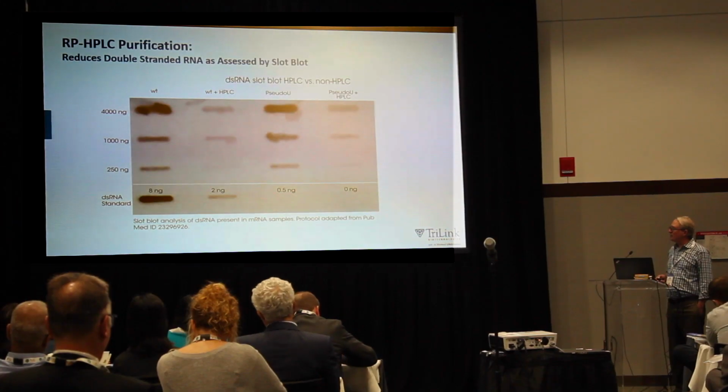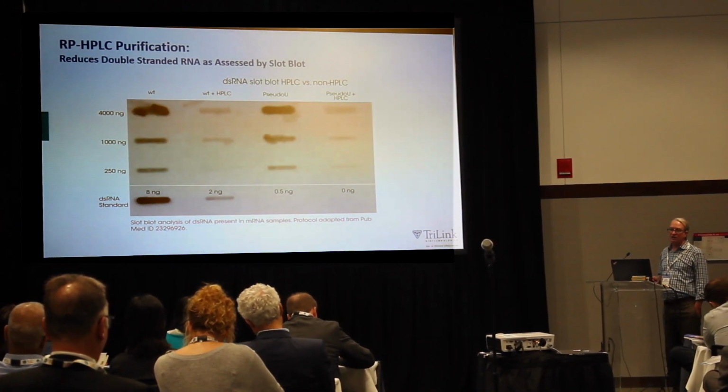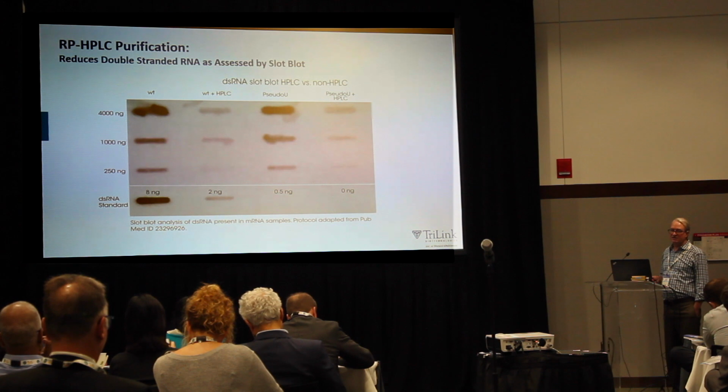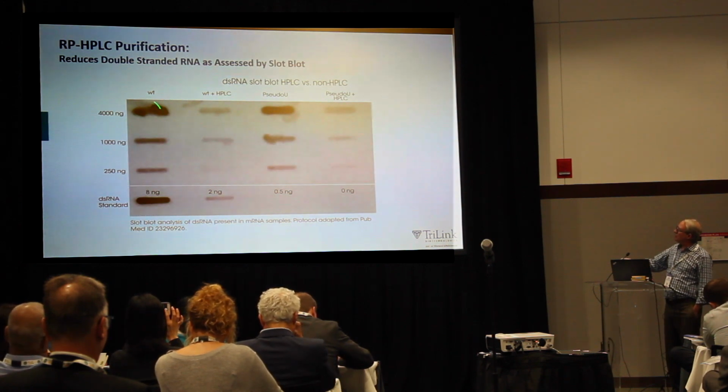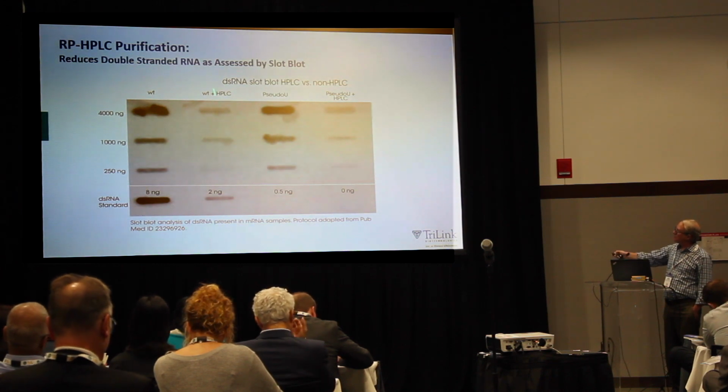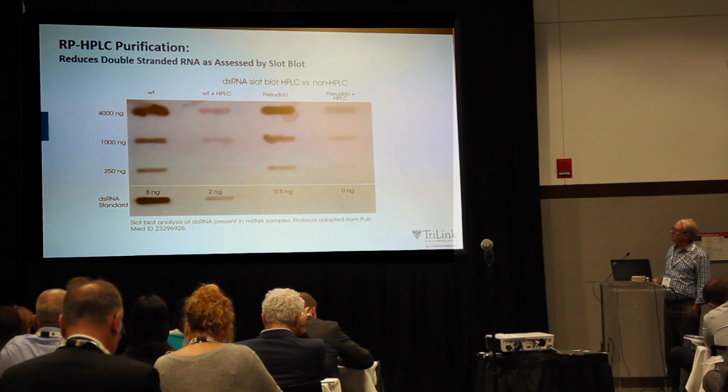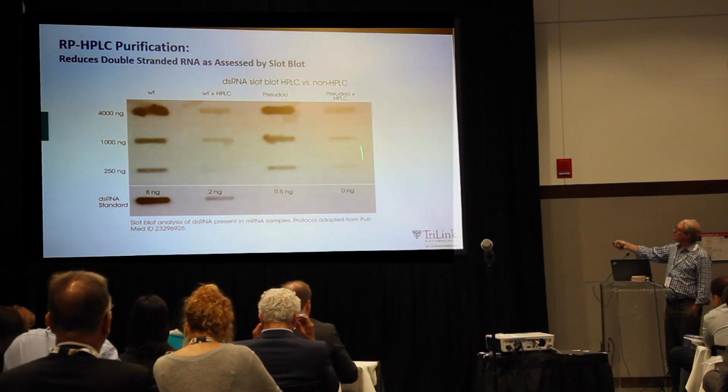Now, we have a method for measuring the double-stranded RNA, which was adapted from a method published by Katie Carrico. This is a slot blot using an antibody called J2, which is specific for double-stranded RNA. And you can see that here there's just different dilutions of the same sample, that upon HPLC purification, we're fairly dramatically diminishing the amount of double-stranded RNA. Here, this was pseudo.